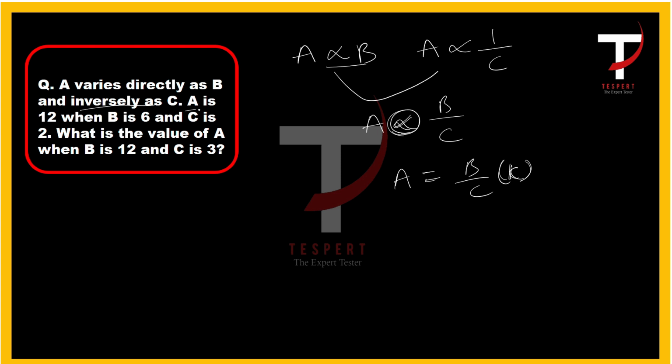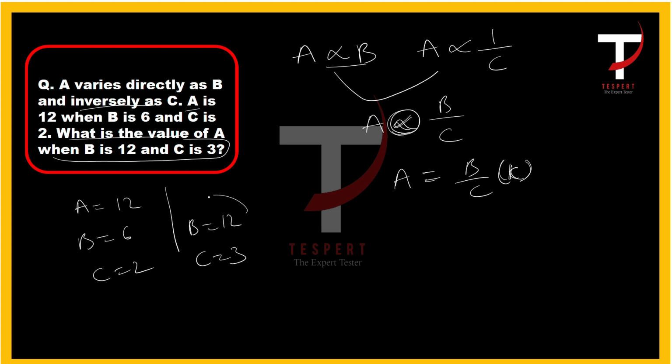And here what is given? A is 12. The value of A is 12, B is 6 and C is 2. What is the value of A when B is 12 and C is 3? We have to find when the values of B and C are these. But let us find out the value of K first.